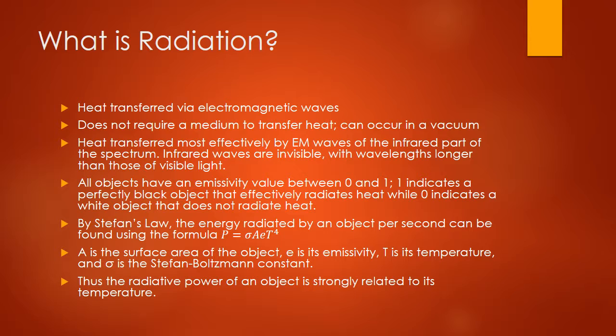And that becomes important when we consider Stefan's law, which finds the energy radiated by an object per second, and it's got a formula there. And so that depends on the surface area of the object, the emissivity, the temperature, and the Stefan-Boltzmann constant. And you'll see that the temperature is raised to the 4th power, so the radiative power of an object is strongly dependent on its temperature.